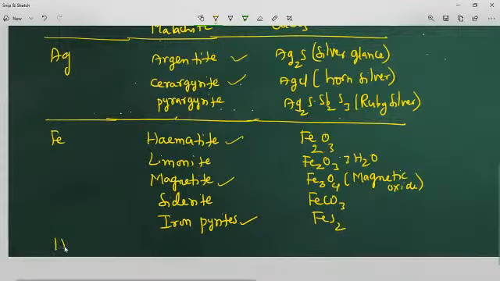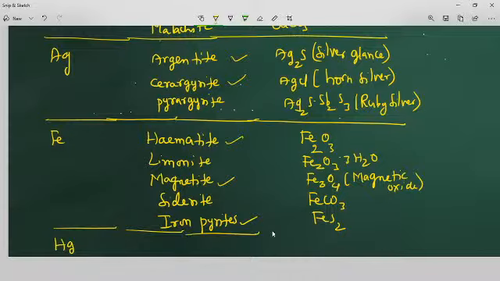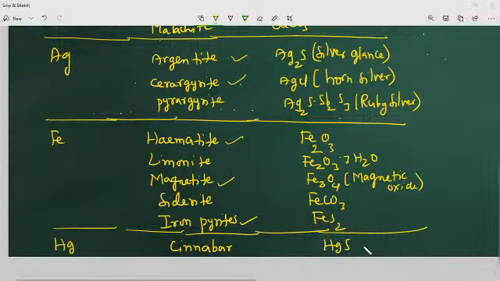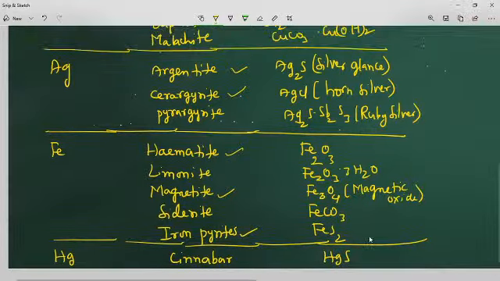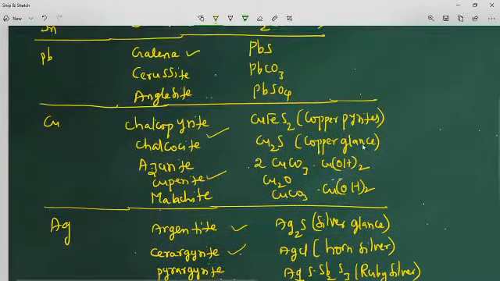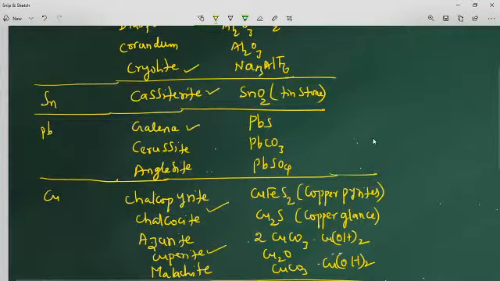In the case of mercury, we have only one important ore, that is cinnabar. Its formula is HgS, mercuric sulfide, cinnabar. These are the important ores list.